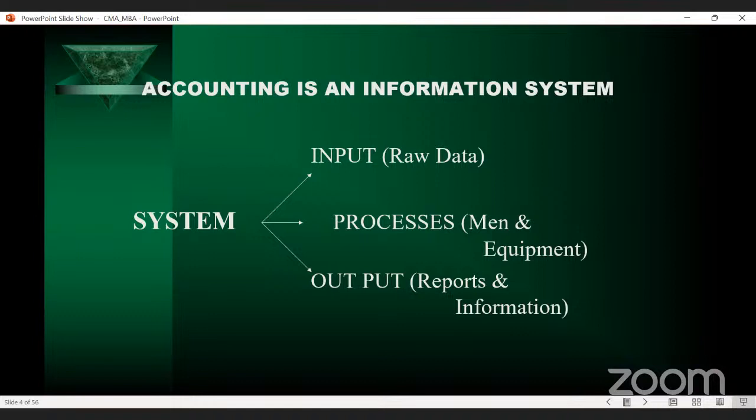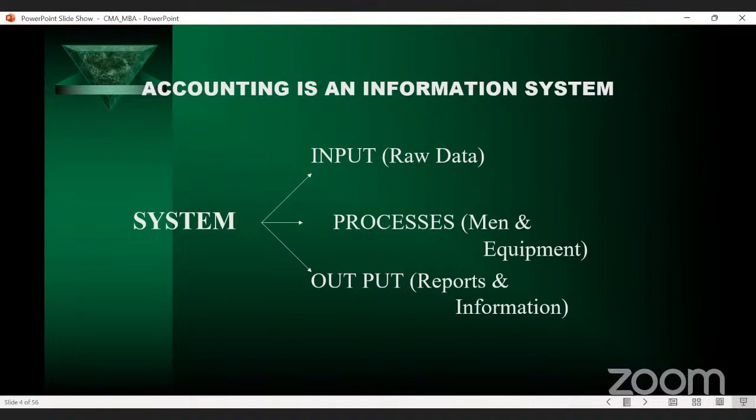Why? We are providing the raw data. Raw data means we are providing various accounting transactions and events. Business transactions and events we are providing. These all are input. What are the business transactions and events? Like your purchases, sales, expenses, receipt of cash. So these all are input. These are the raw data we are providing.